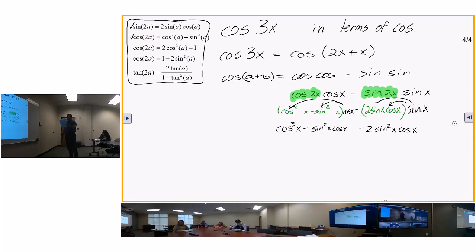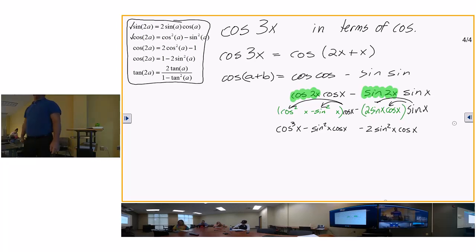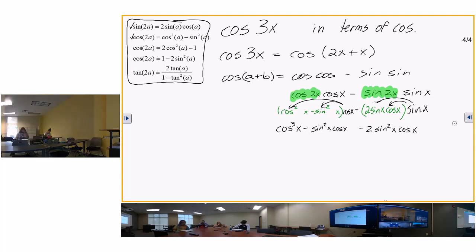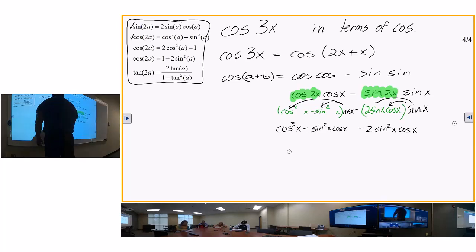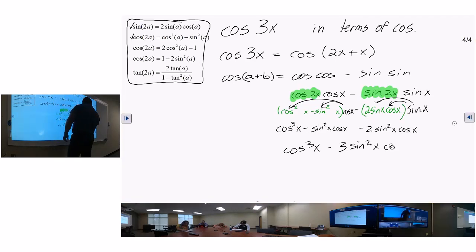Minus 2 sine squared. All right, now what? Somebody tell me what the algebraic term is for the next step. Combine like what? Terms. Combine like terms, which would be cosine cubed minus 3. Good. I am impressed. Minus 3 sine squared x cosine x.